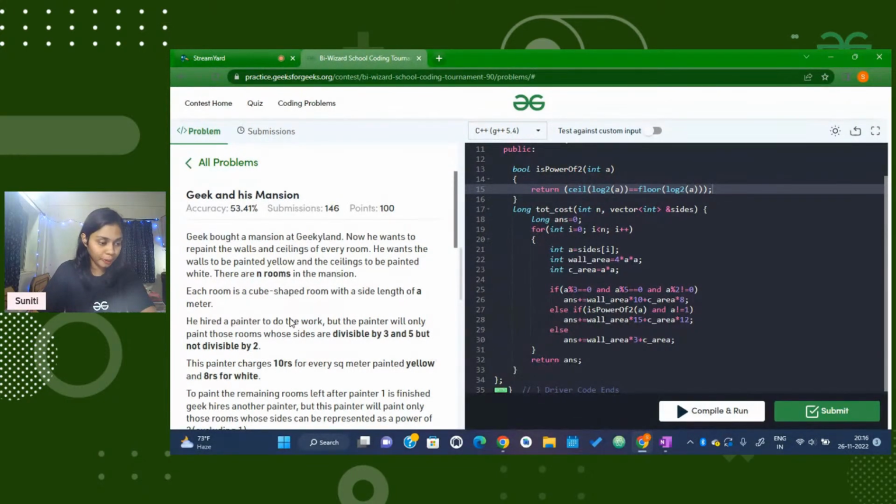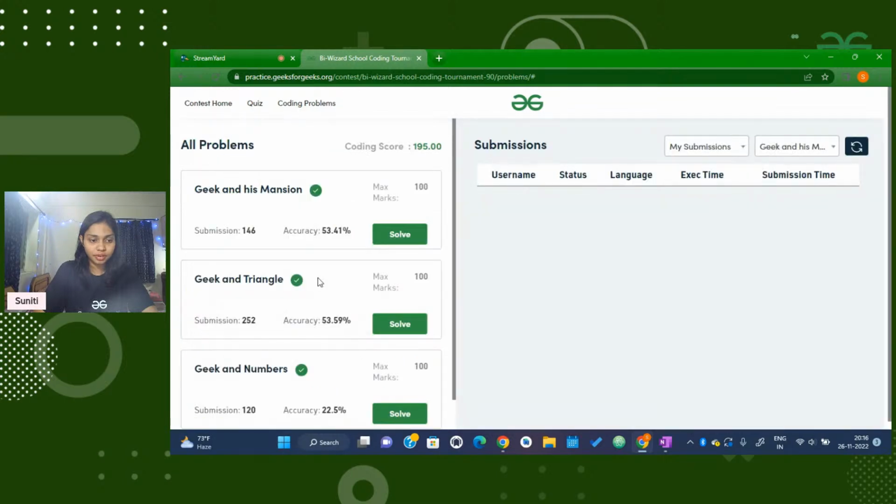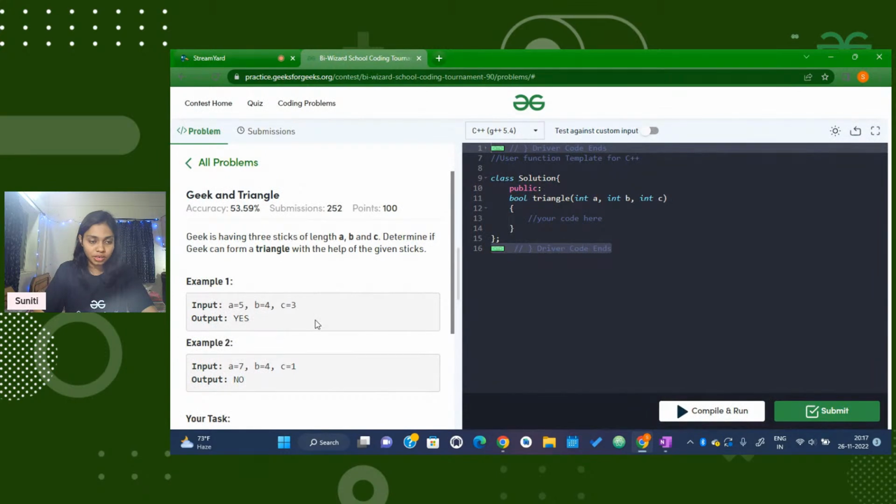All right. Okay, so let's now move to the next question. The next question here we have is Geek and Triangle. So let us see what this question is. The statement reads as, Geek is having 3 sticks of length A, B, and C, and we have to determine if Geek can form a triangle with the help of the given sticks.